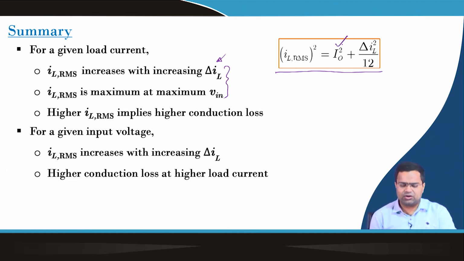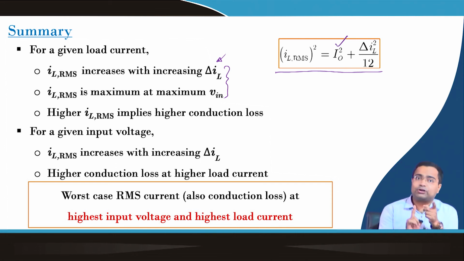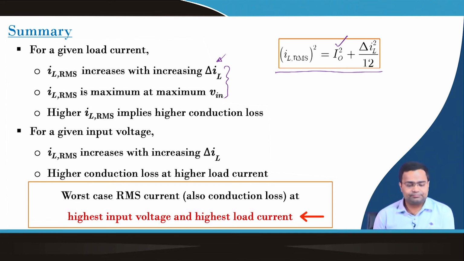So, there is higher conduction loss at higher load current, and the worst case RMS current will be at the highest input voltage and the highest load current condition. So, that is the worst case condition for the RMS current, and this is also important, because at this condition our conduction loss will be maximum.